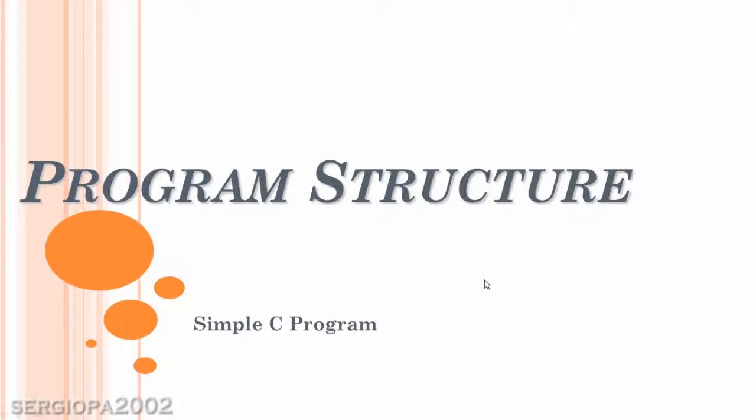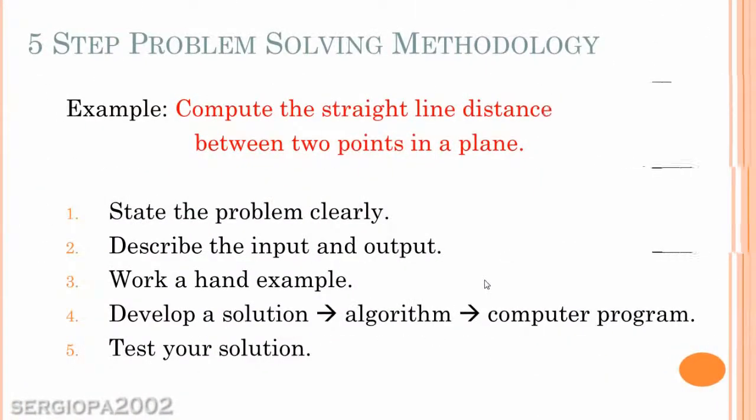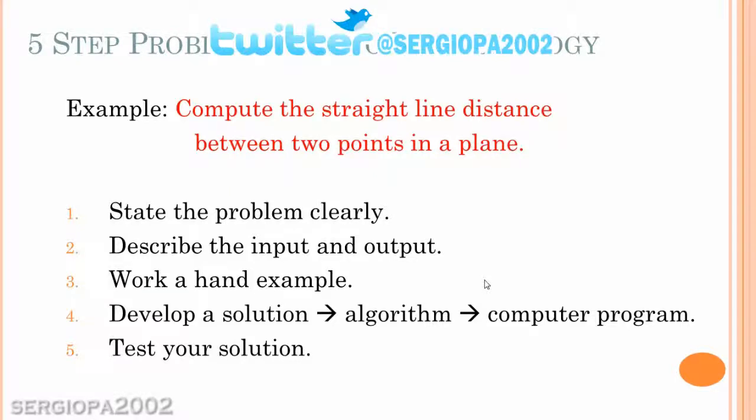We're going to talk about the program structure, and we're going to do it with a simple C program example. There is a methodology called the 5-step problem solving methodology that is really useful when you are programming, or really to solve any analytical problem. Let's have an example. Let's say we want to compute the straight line distance between 2 points in a plane, a very common mathematical problem.